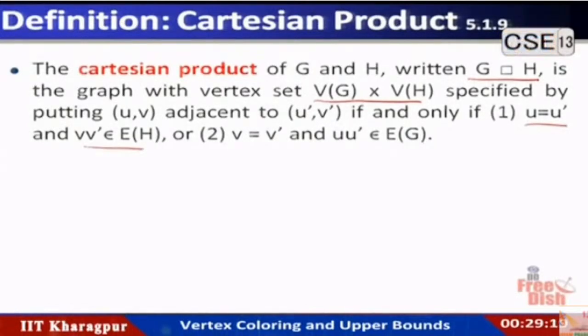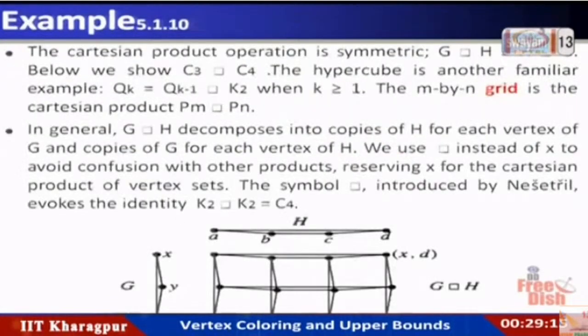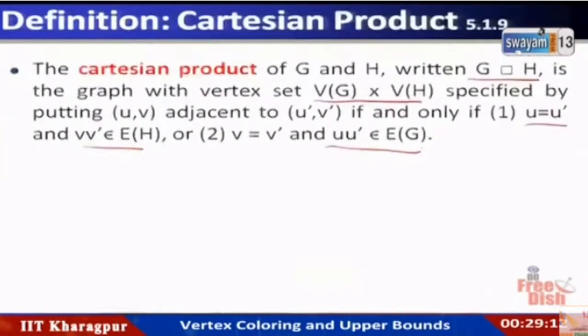Similarly, v is equal to v prime and u prime has an edge in G. So this is the example of such construction, but let us see another example. This is a C3 cycle, and let us take a C2 cycle and let us draw the Cartesian product of C3 and C2.